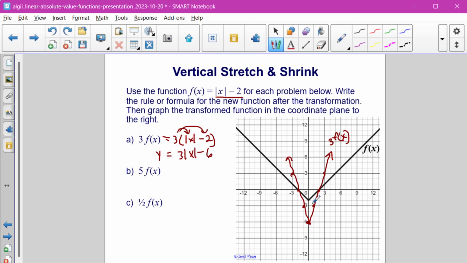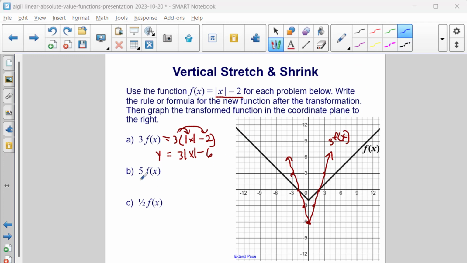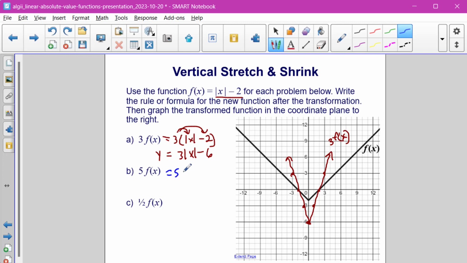Now let's look at question B here, 5 times f of x. So for 5 times f of x, that's going to equal 5 times the absolute value of x minus 2. Again, remember, because this is in parentheses, we need to distribute through. So we're going to have 5 times the absolute value of x minus 10 as our equation. So it goes through the point 0, negative 10, and then instead of having a slope of 1, as the initial parent function does, this one's going to have a slope of positive 5 and then negative 5.